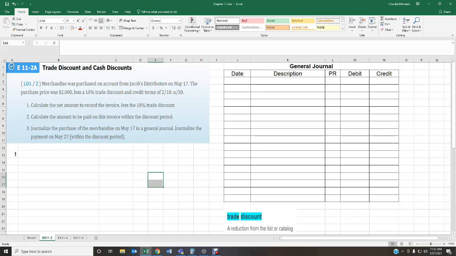We are being asked to, number one, calculate the net amount to record the invoice less a 10% trade discount. Number two, calculate the amount to be paid on the invoice within the discount period. And number three, journalize the purchase of the merchandise on May 17 in a general journal. We have to journalize the payment on May the 27th within the discount period.